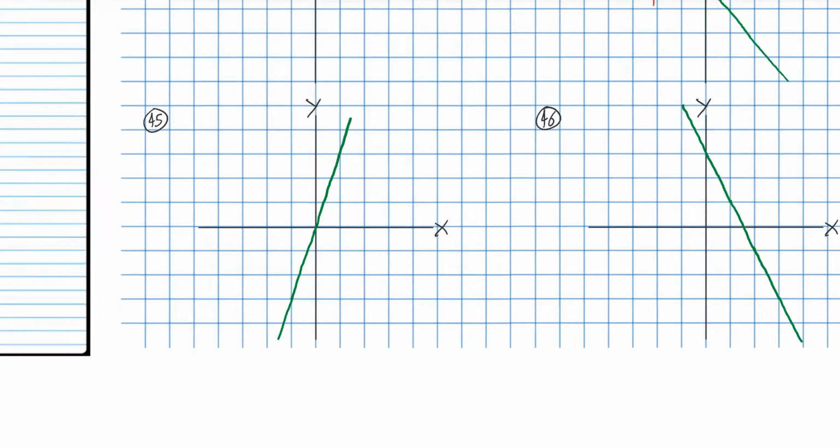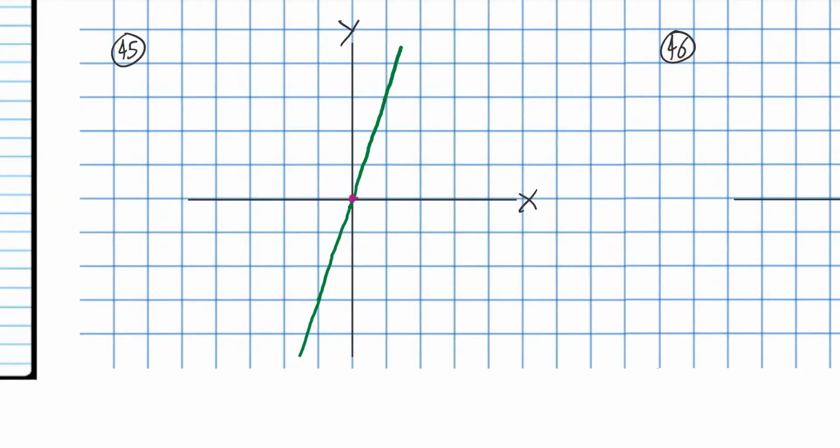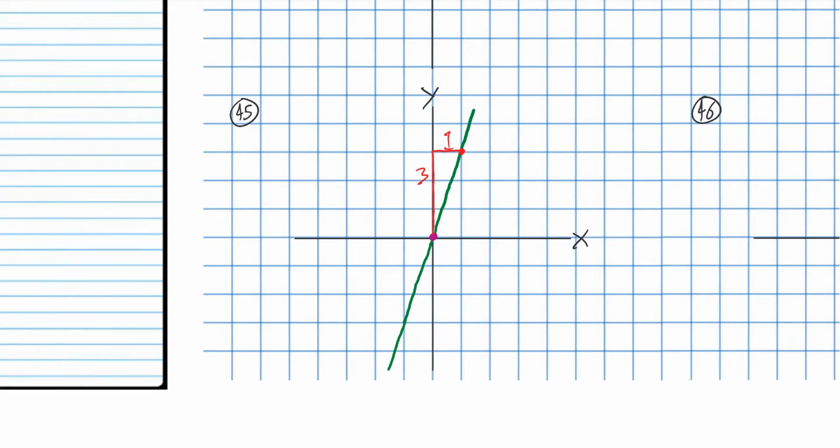All right, we're back. The y-intercept is at the origin, and we can use this point up here. We could also use this point down here, but we don't need more than 2 points. So up 1, 2, 3, and then over 1. So again, we have the y-intercept and we have the slope, which means we can use the slope-intercept form.